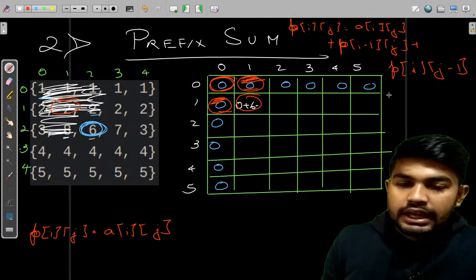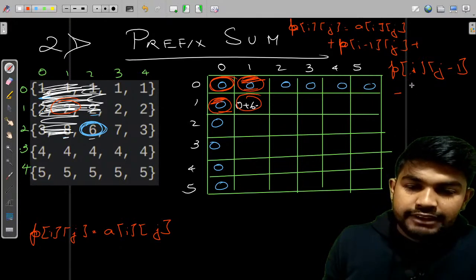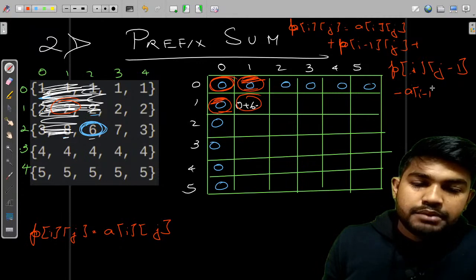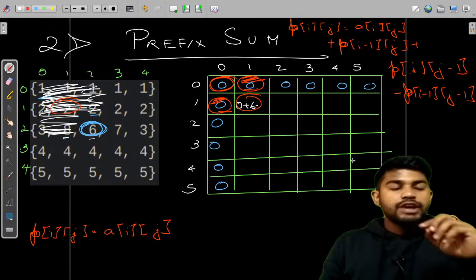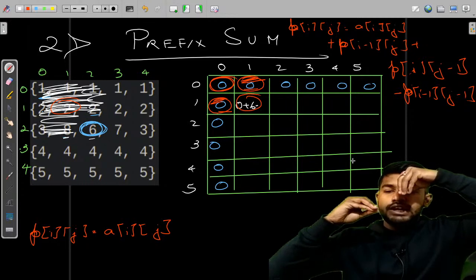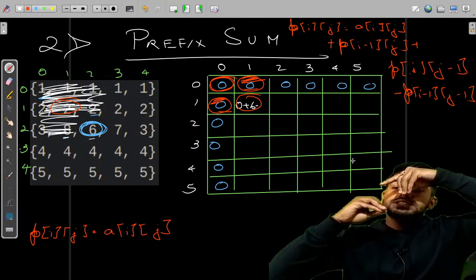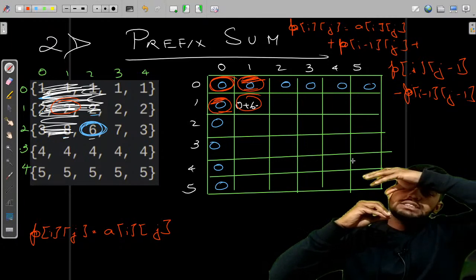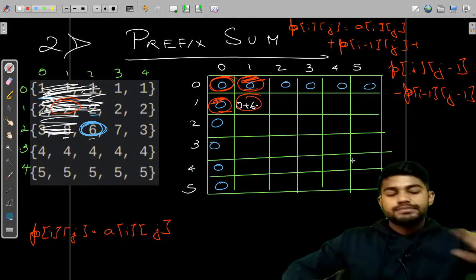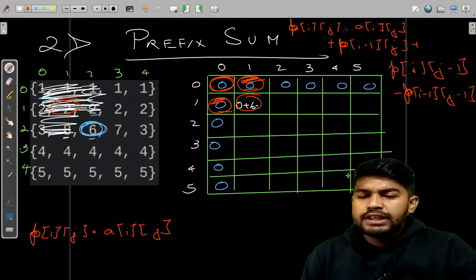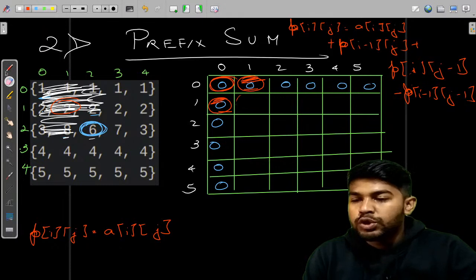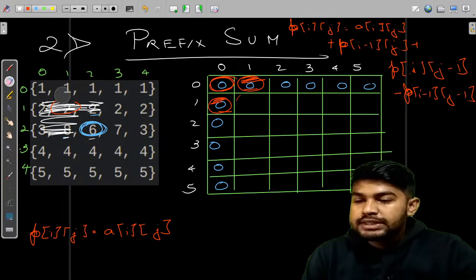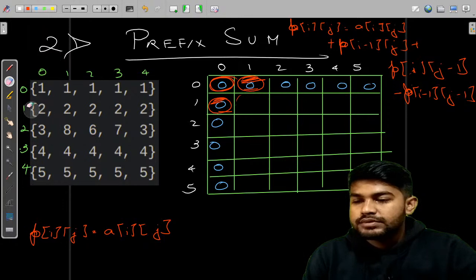Okay, and we subtract the value of a of i minus 1, j minus 1, prefix of. Okay, meaning we are adding the top value, as this value is getting subtracted twice, so we are just adding it once. Okay, now you can just fill the remaining values. Let us fill one or two more values. Let me just clear this also. Yeah, now it should be clear.